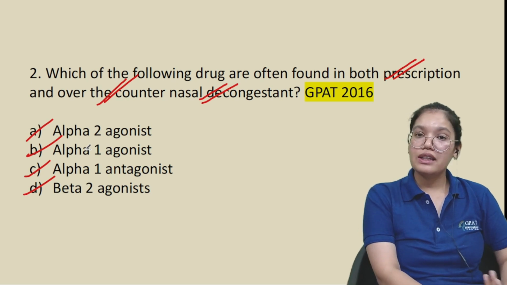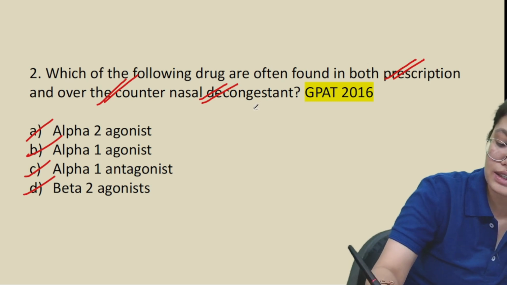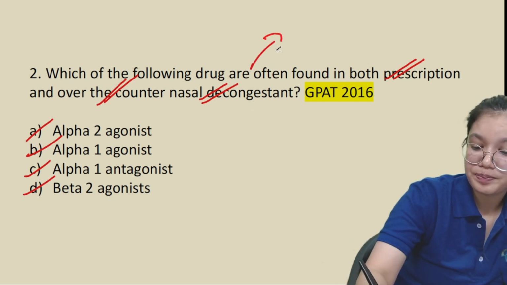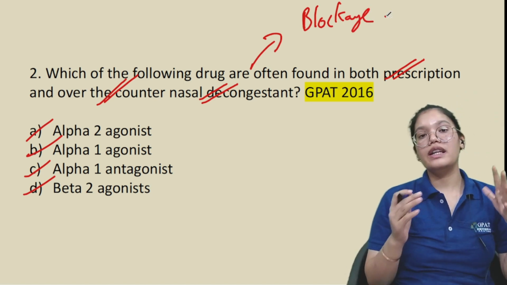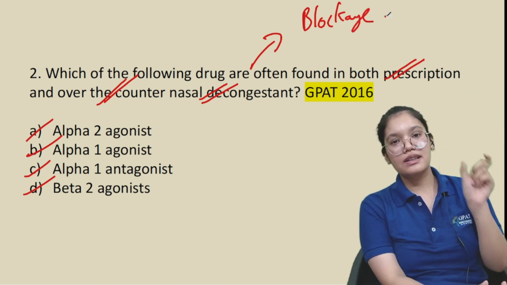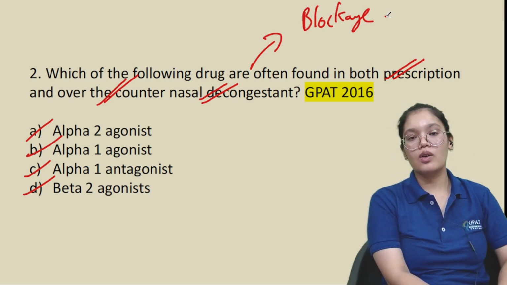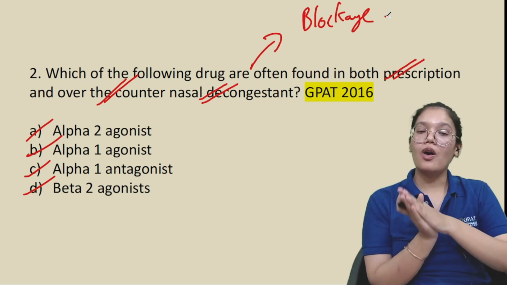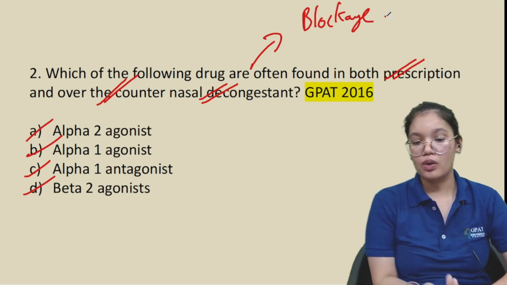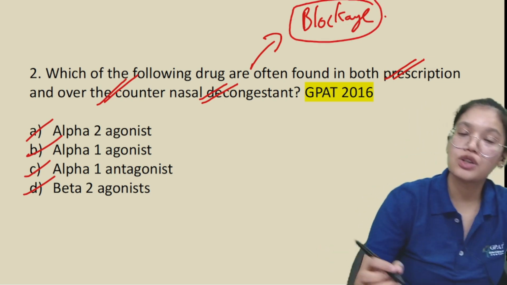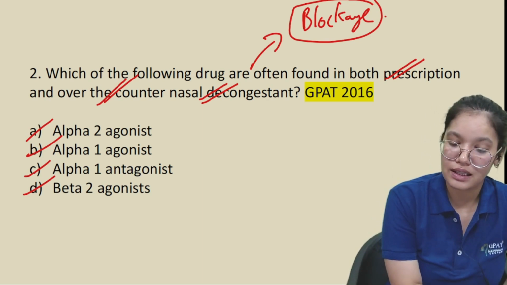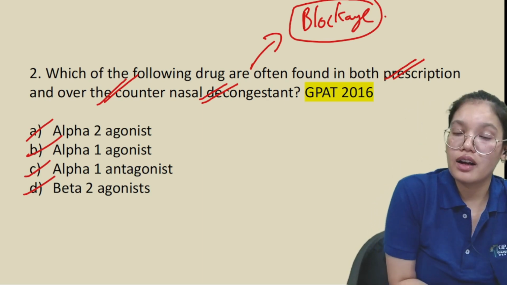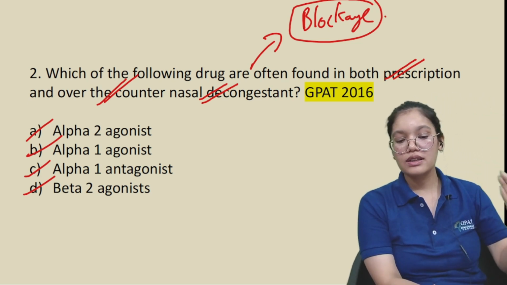So before telling the drug, we should know what is nasal congestion. The nasal congestion is the blockage of the nasal vessels, the blood vessels present in the nose that are blocked. Now this blockage is basically due to the inflammation or swelling in the blood vessels of that nasal area. Now what is the drug that can be used for this treatment?